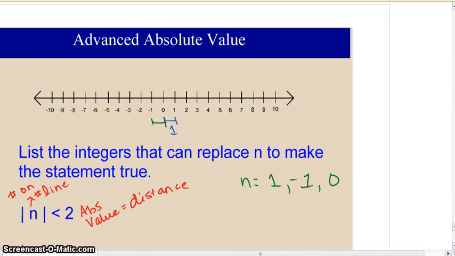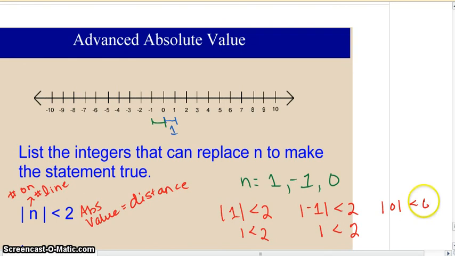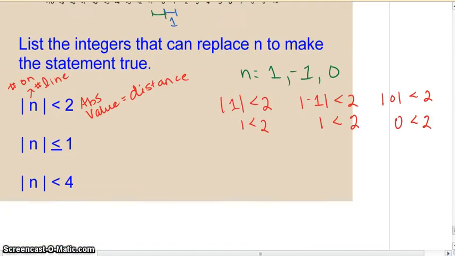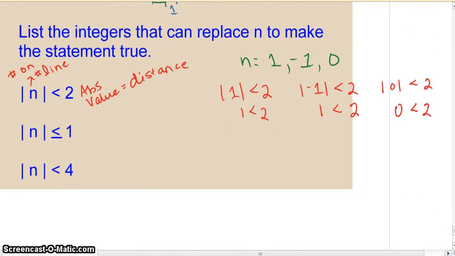And we can check it to make sure it makes sense. The absolute value of 1 is less than 2. Well, the absolute value of 1 is 1, and 1 is indeed less than 2, so that works. The absolute value of negative 1 is less than 2. The absolute value of negative 1 is 1, and that is less than 2, so that works. The absolute value of 0 is less than 2. Well, the absolute value of 0 is 0, and that indeed is less than 2. So let's move on to our next couple of problems.